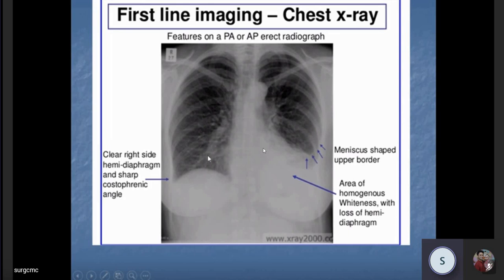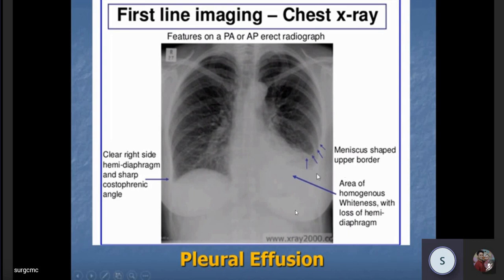There are some streaky opacities about the lungs, but these angles are more or less clear. Whereas on the left side, both costophrenic and cardiophrenic angles are obliterated, and you can see a crescent shaped border going up on the left. So what is it? It is nothing but a pleural effusion.